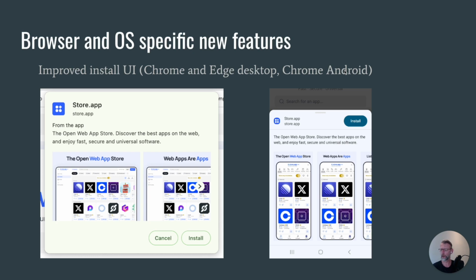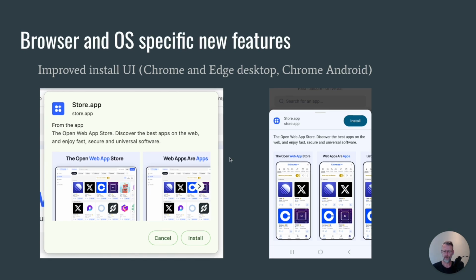Let's zoom in a little bit. What you see on the left is what you get on desktop. And whenever you try to install a PWA on Android, you will see what you now see on the right. So when you click the install button, a bottom sheet will pop up. Similar to what you see on desktop, and that will also contain the name of the app, the description, and then the screenshots that you can define for your web app.